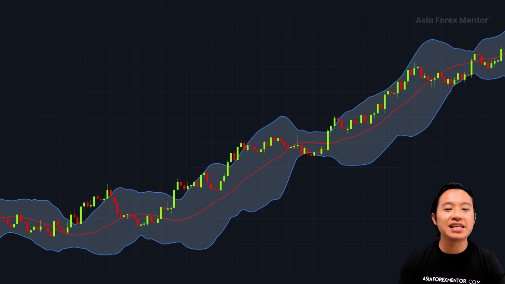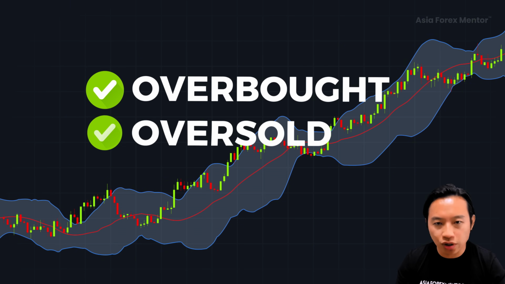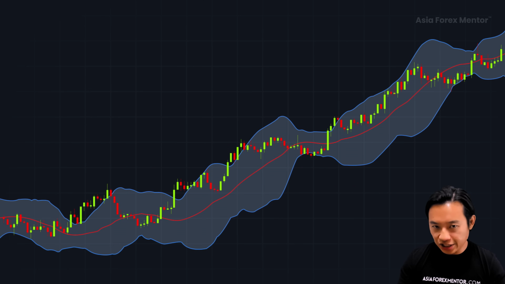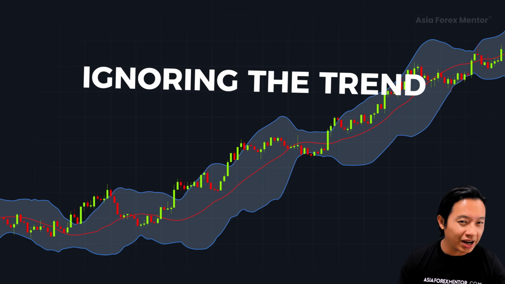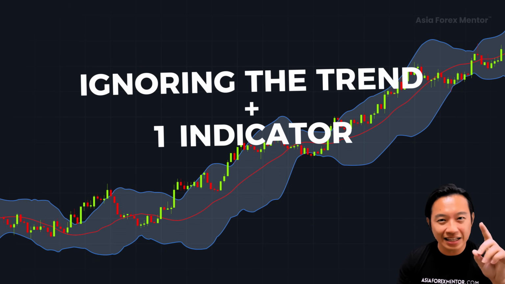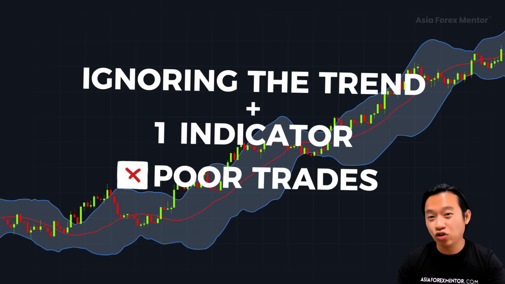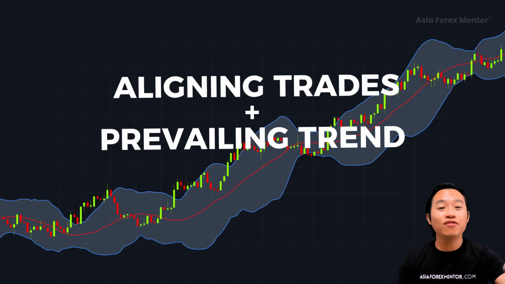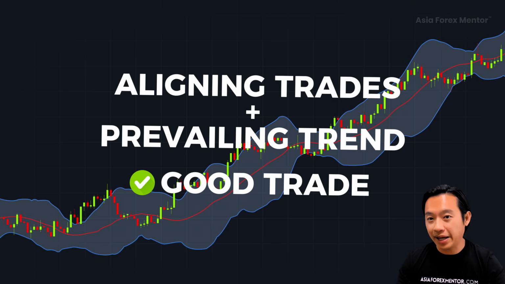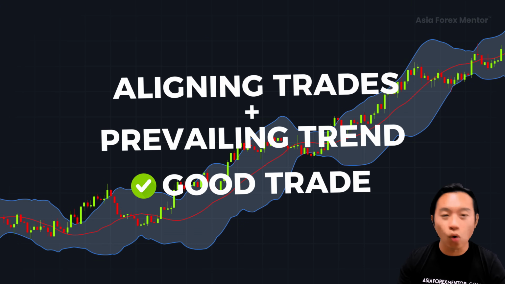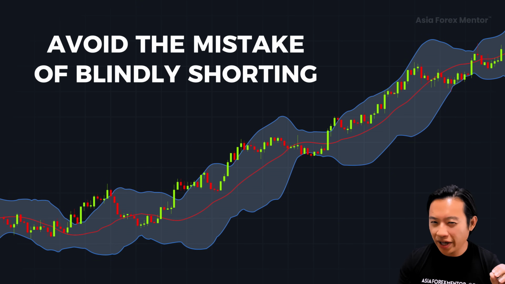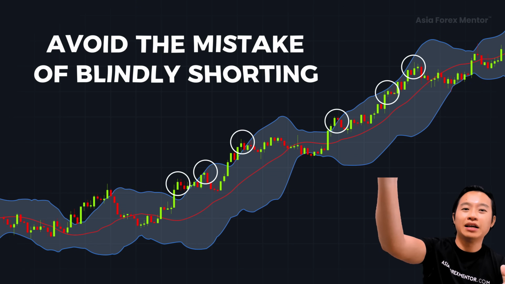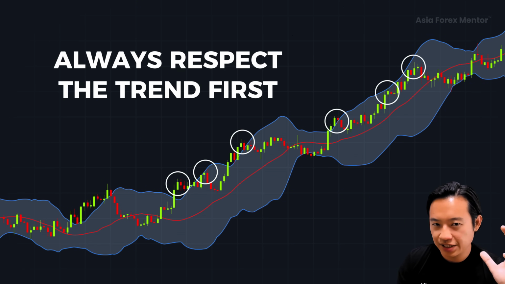So whether the market seems overbought or oversold or overstretched, the trend should guide your decision, right? So ignoring the trend and solely relying on just one indicator can lead to a lot of poor trades, right? By aligning your trades with the trend, you are more likely to find better setups and profitable opportunities, right? So avoid the mistake of blindly shorting just because the price is at the outer Bollinger Band. Always respect the trend first.